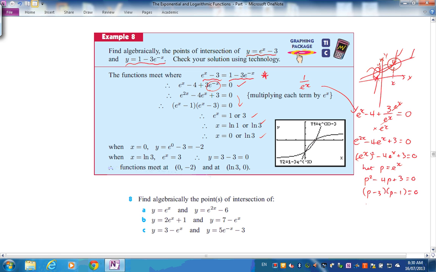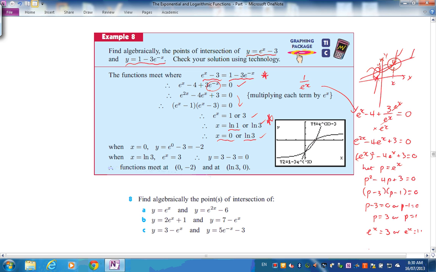You could use the calculator, so p take 3 is 0, or p take 1 is 0, so p equals 3, or p equals 1, then returning to e land, e to the x equals 3, or e to the x equals 1. Okay, so you come back up here then now and you join in here. x is ln 1 or ln 3. So what's the log of 1? What's the power you raise e to get 1? It's 0. So x is 0 or ln 3.